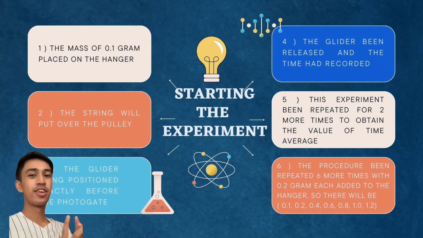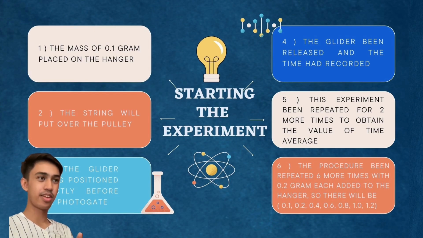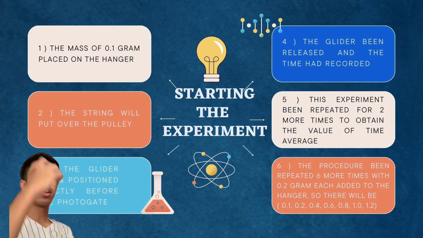Firstly, before starting the experiment, you must provide 0.1 gram of mass. Then, put the string over the pulley. Thirdly, the glider should be positioned exactly before the photogate. The fourth, as you can see, release the glider and record the time taken.